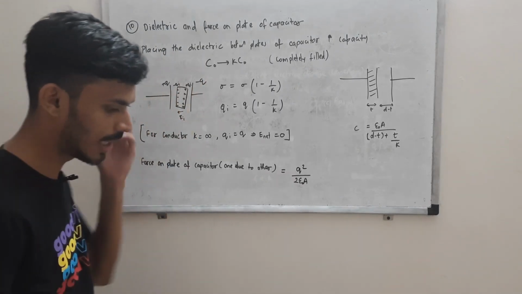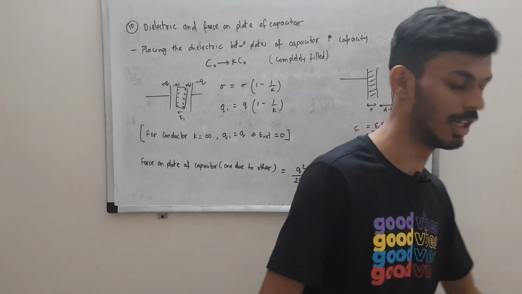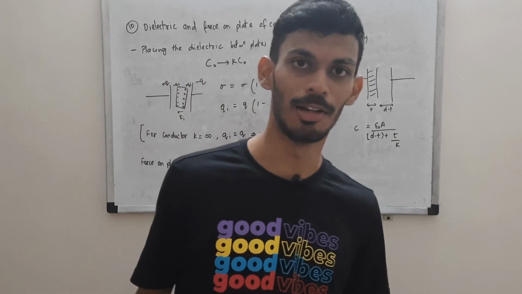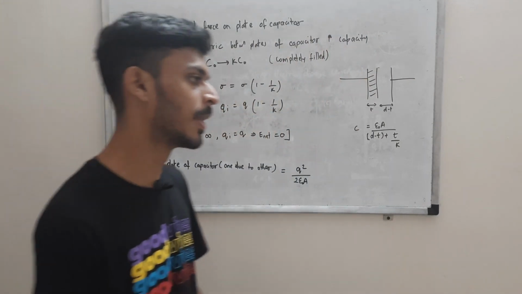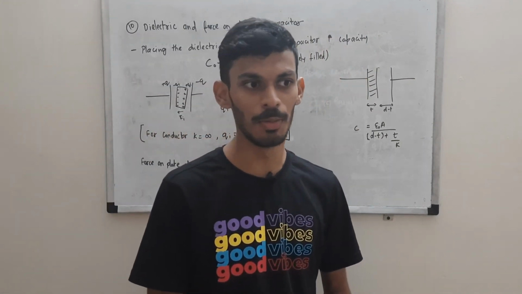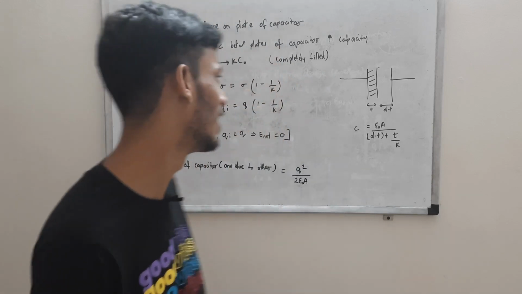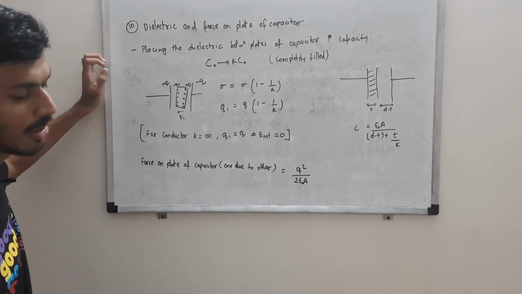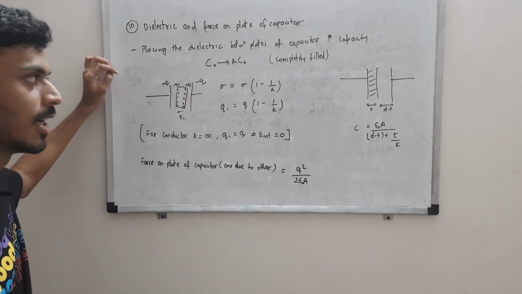In electromagnetic theory, a dielectric is basically an insulator, but it allows an electric field to be induced in it. So it's a weird element. First of all, what are the advantages of placing a dielectric?